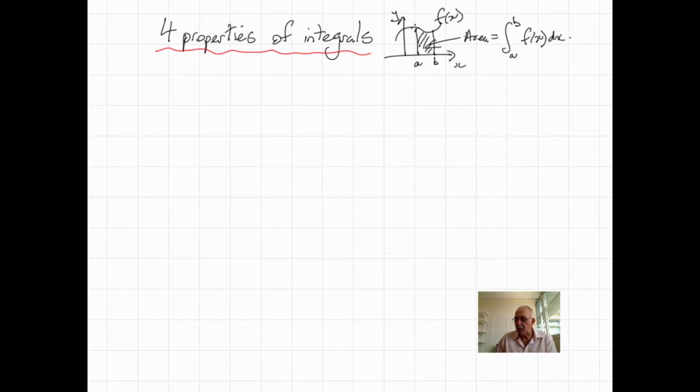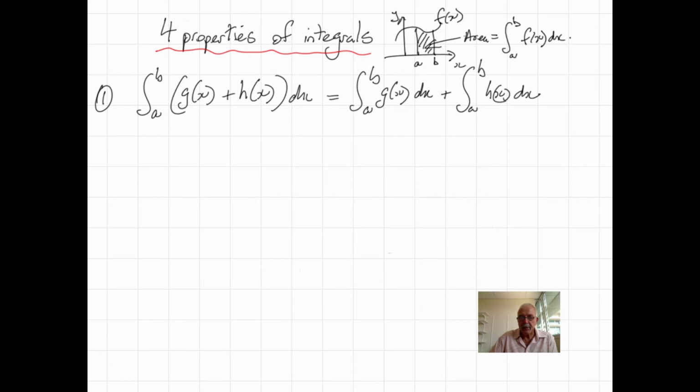So let's look at the properties. The first property says that if we've got two functions added together, when you find the area underneath those combined functions, you can actually just find the area under each of the individual functions and then add the two together. So that may be useful. Must be between the same bounds, a and b.